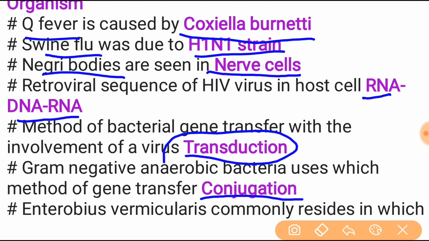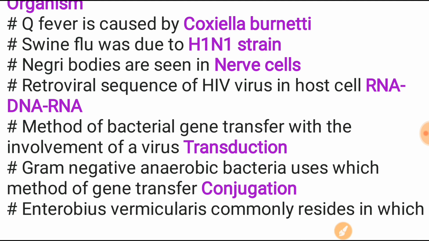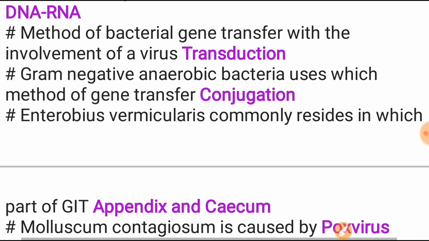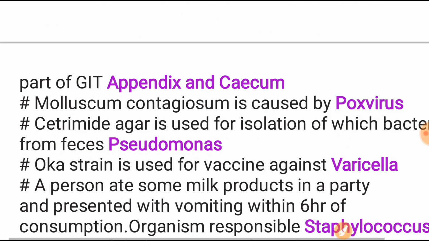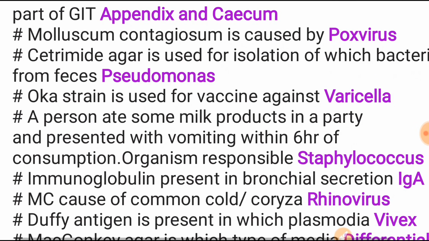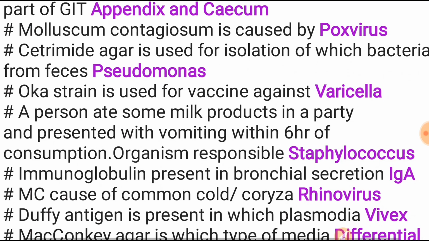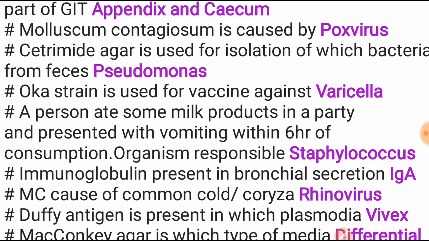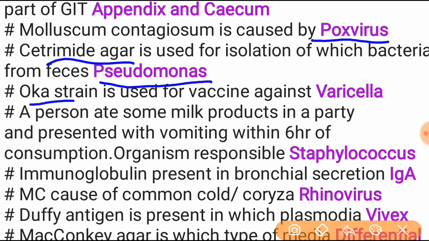Enterobius vermicularis commonly resides in which part of the GIT? It will be appendix and cecum. Molluscum contagiosum is caused by pox virus. Cetrimide agar is used for isolation of which bacteria? It is Pseudomonas. Oka strain is used for vaccine against varicella.